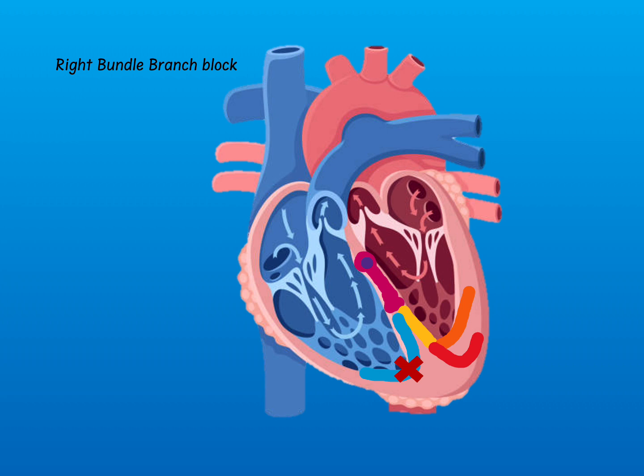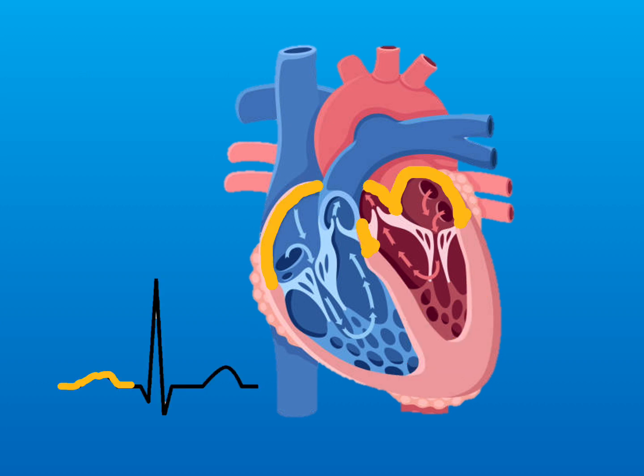In the case of right bundle branch block, the conduction will first proceed down the left bundle, and as normal, it'll activate the septum first. So in V1, we'll see this as a small positive deflection, a small R wave. Conversely, in V6, we'll see a small negative deflection, a small Q wave.